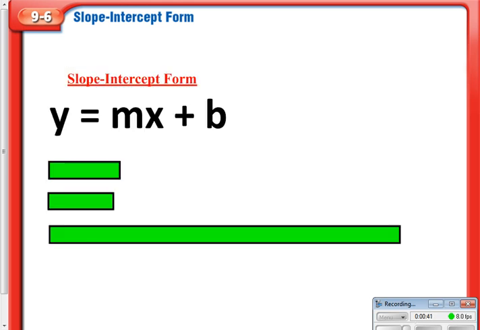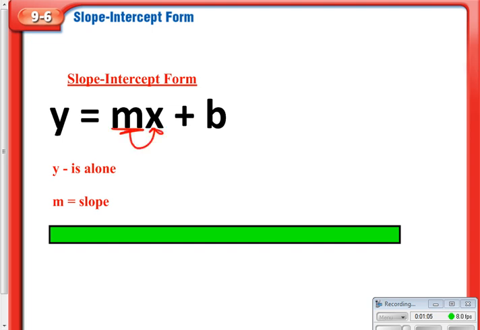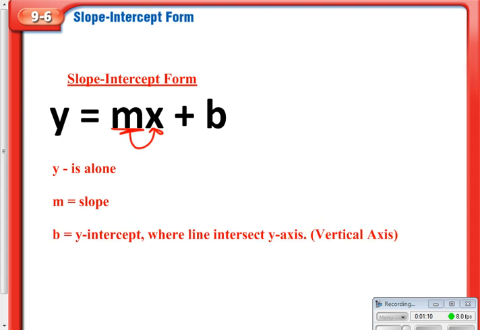What we need to know about y equals mx plus b, which is slope-intercept form. First and foremost, for things to be in slope-intercept form, y is alone. Y is the only thing on that side. Mx and b are on the other side. Secondly, m represents slope, and slope is written next to x. And last, b, as mentioned before, is the y-intercept. It's where it crosses the y-axis, or your vertical axis.